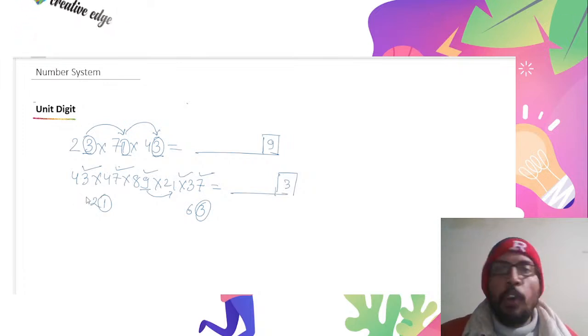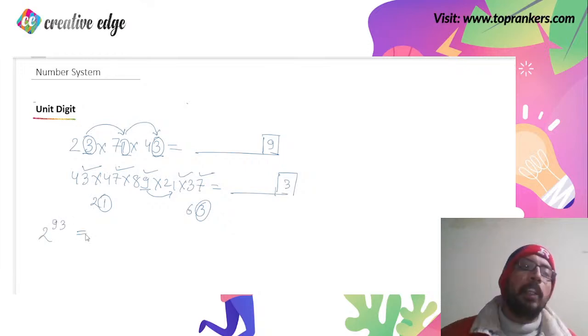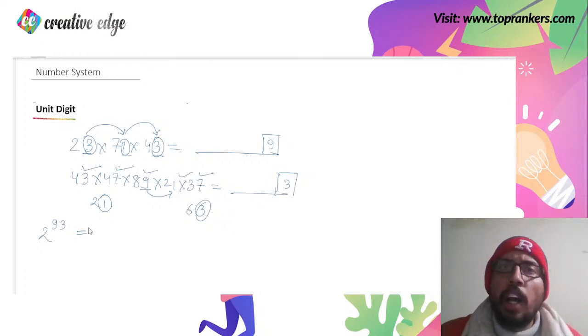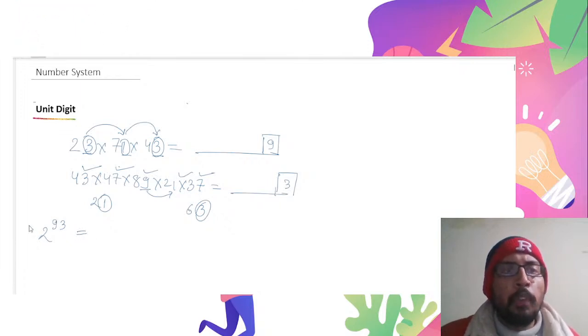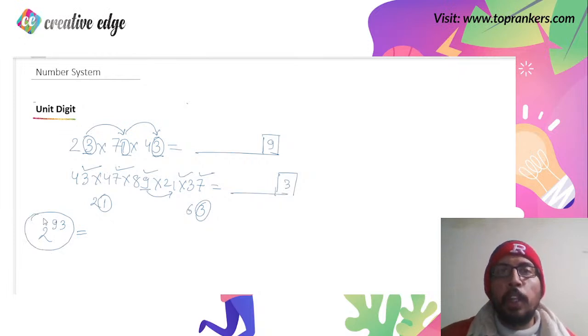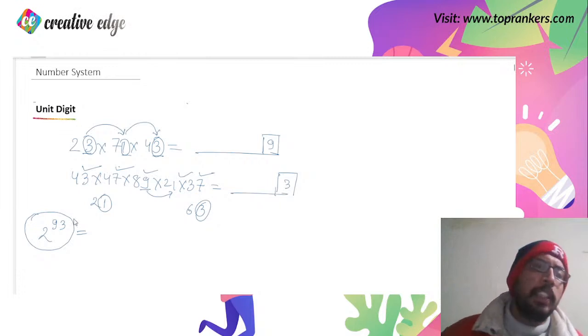Now for example, someone tells me that I have to find 2 to the power 93, and I have to find the unit digit of this number. How will I find the unit digit of this number? Before we understand how to calculate the unit digit of any number which has a very big power, let us understand some basics here.